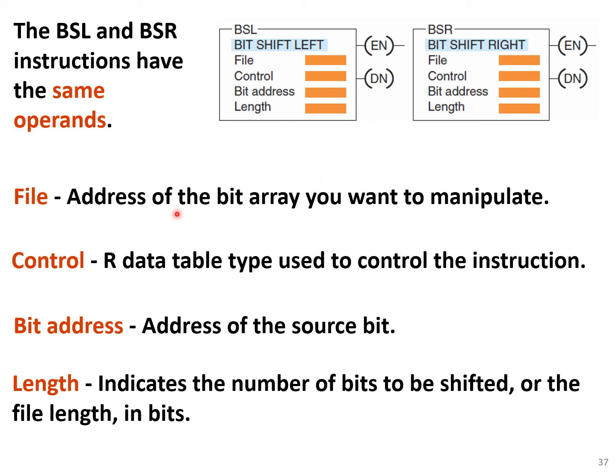File addresses of the bit array you want to manipulate. Control R data table type used to control the instruction down bit, enable bit. Bit addresses of the source bit. Okay, so this is, let's say, the input from the camera. Length indicates the number of bits to be shifted or the file length in bits.